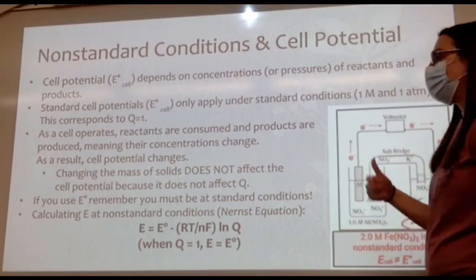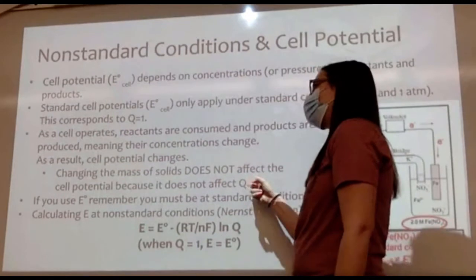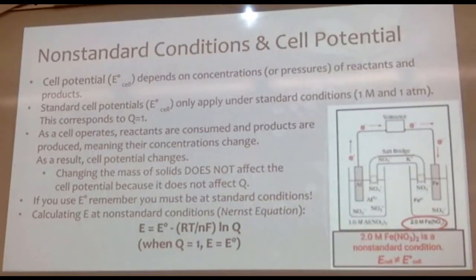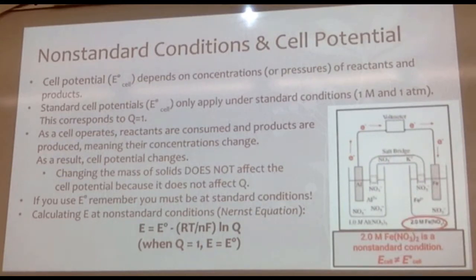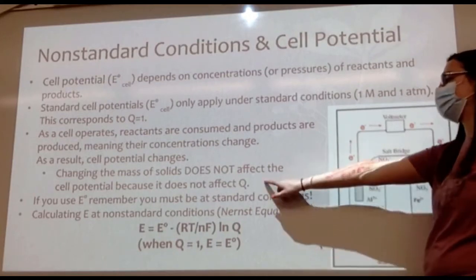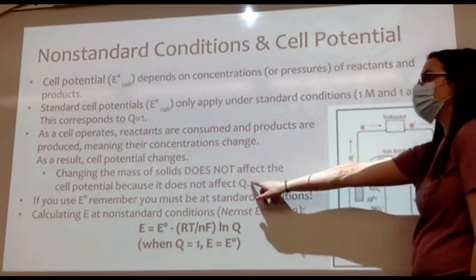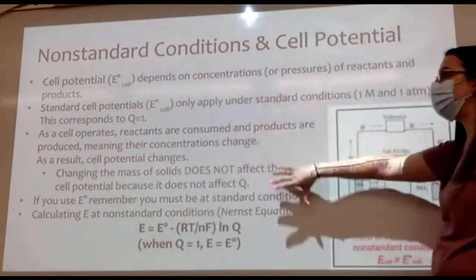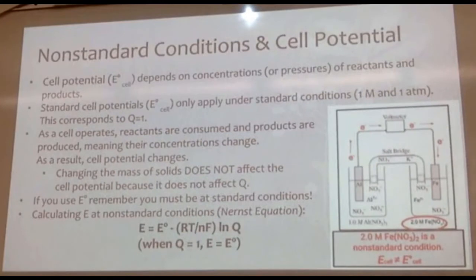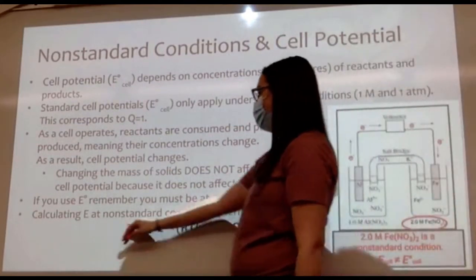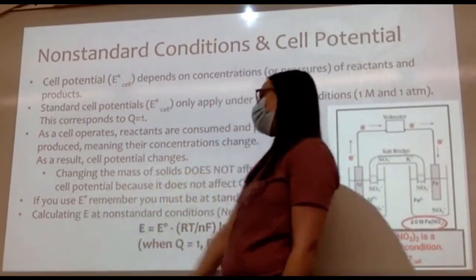Now, one question that we see many times is what happens if we change the amount of solid? What happens if we change the size of the electrode? Well, changing the mass of a solid does not affect cell potential because it does not affect Q. So when we are making changes to a cell, we are actually going back to looking at Q. Changing the mass of solids doesn't affect Q, so it doesn't affect cell potential. As long as we have standard conditions, we can use E naught.